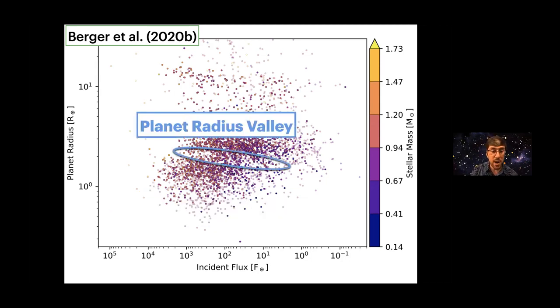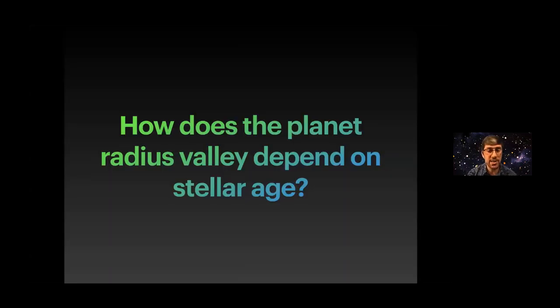Now, in addition, you might have noticed that there appears to be this underdensity of planets located here towards the center of the diagram, which is what we call the planet radius valley, which is a two-dimensional representation of the one-dimensional planet radius gap that I showed before, which separates the super-Earths from the sub-Neptunes above. And because we see that it is dependent on planet radius and incident flux, and it's also likely dependent on stellar mass, this might lead us to ask the question, well, how does the planet radius valley actually depend on stellar age?